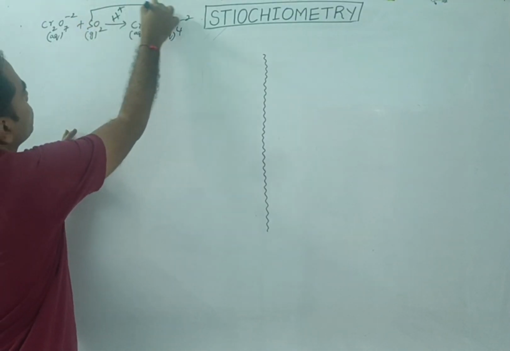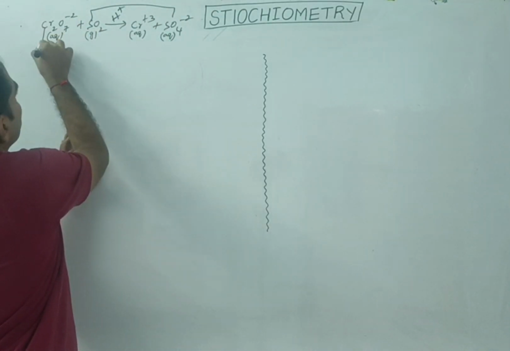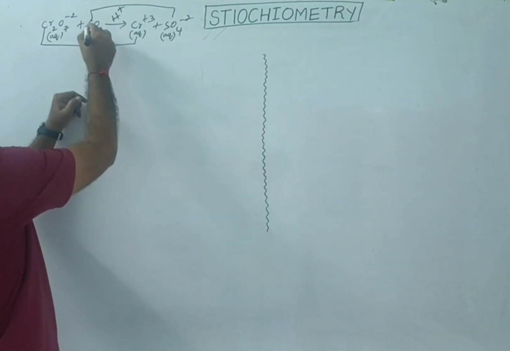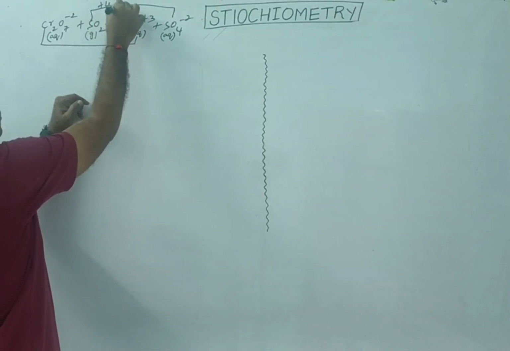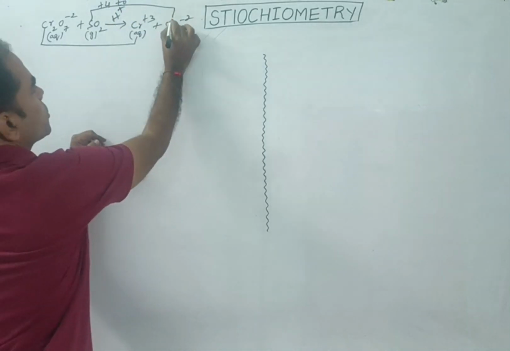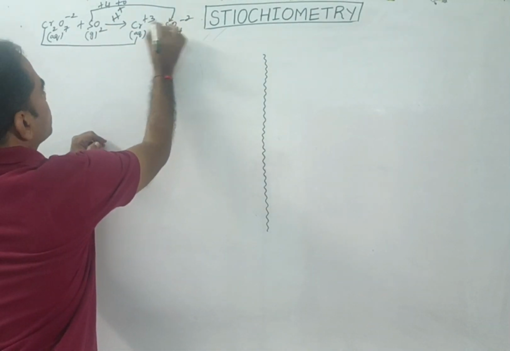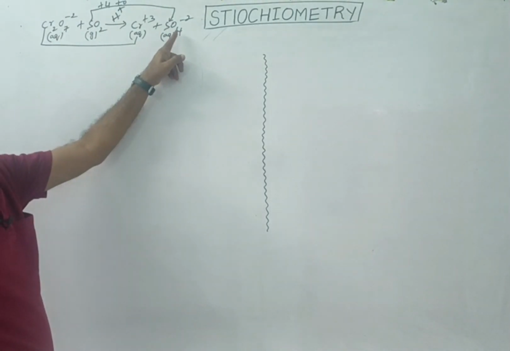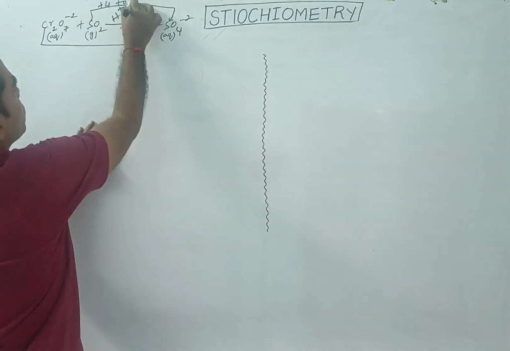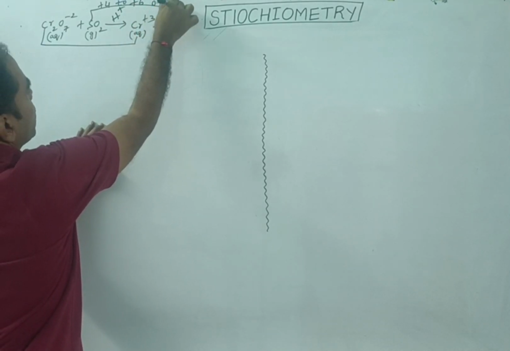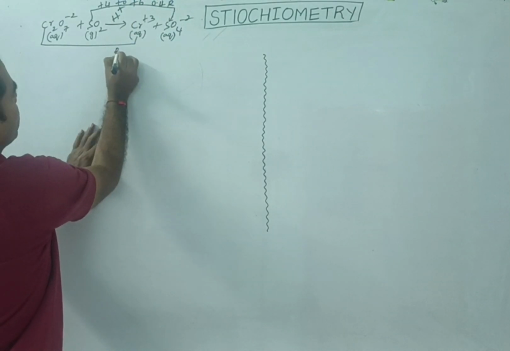Here observe SO2 to SO4 2- and chromium. In SO2, the sulfur oxidation number is +4. In SO4 2-, what is the oxidation number of sulfur? x minus 8 equals minus 2, so x is +6. So +4 to +6: this is the oxidation half reaction. Now this one is the reduction half reaction.